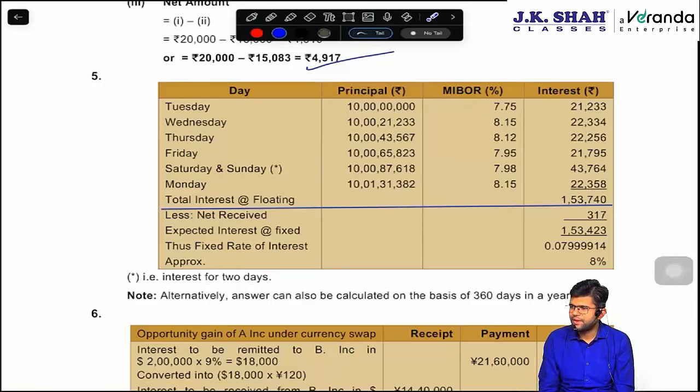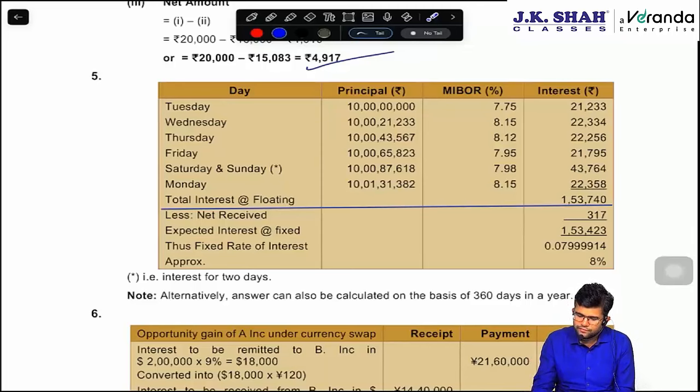Ideally in an overnight swap, settlement should have happened every day. But here settlement is happening in 7 days, one shot. Everybody clear? So one shot settlement happened how much? 153,740. We had to pay or we had to receive? We had to receive. Floating is received, na? This is the floating interest. Everybody clear? So 153,740 we had to receive.